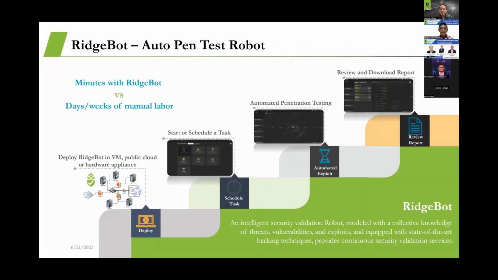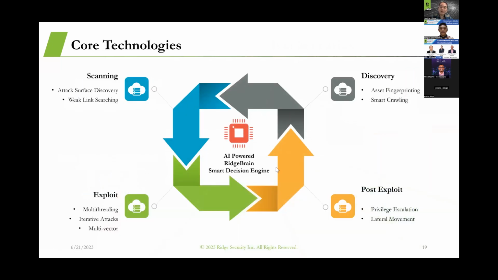So RichBot is an automated pen test robot. We have a capability to do scheduling and automation, meaning once the VA is conducted, the exploit will automatically be launched, and then you have the capability to review the report. So these are the core technologies.